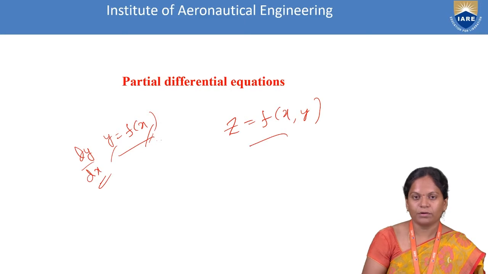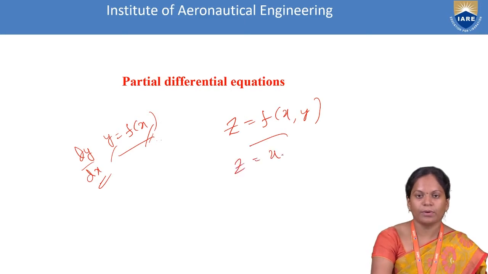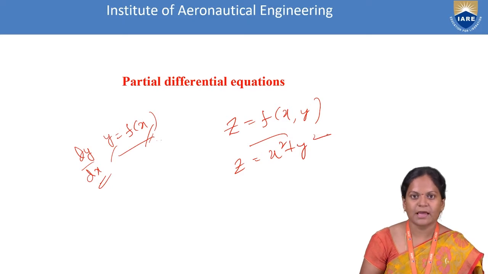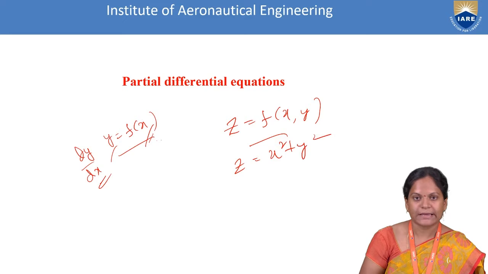I am taking one function like this, z equal to x squared plus y squared. Give some values to x and y, and z will automatically change. So z depends upon x and y. Now how we can write a partial differential equation, and what the degree and order are, we have to know in the next slide.